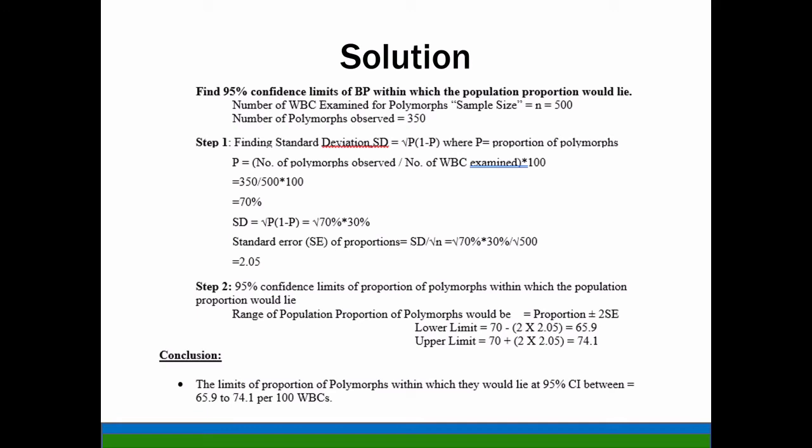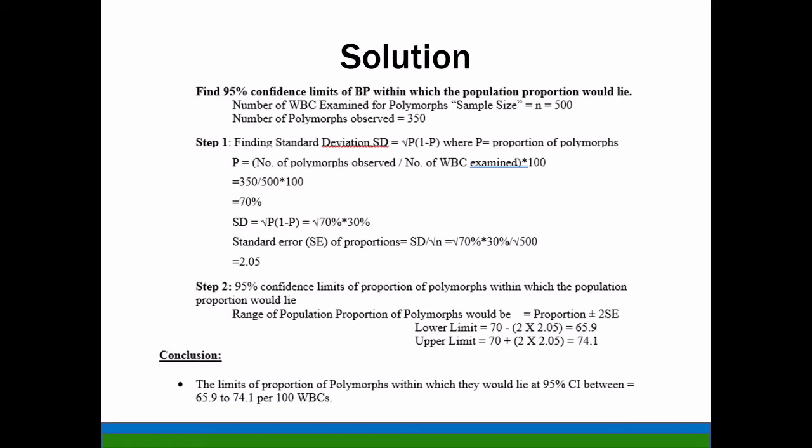Step 2 is 95% confidence limits of proportion of polymorphs within which the population proportion would lie. The range of population proportion of polymorphs would be proportion plus or minus 2 standard errors, isn't it? 95% is 2 standard errors. So lower limit is 70 minus 2 into 2.05, that is equal to 65.9. Upper limit is equal to 70 plus 2 into 2.05, that is 74.1.